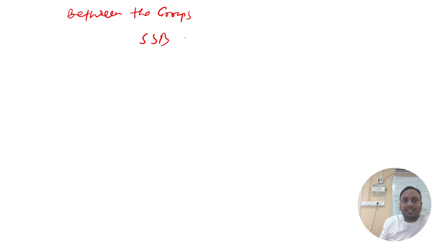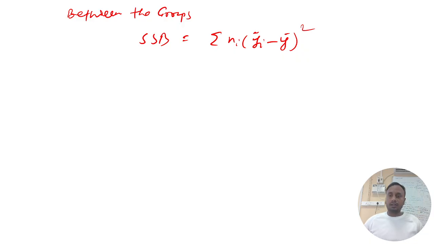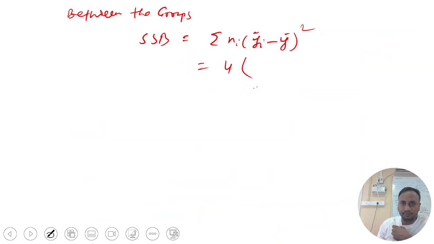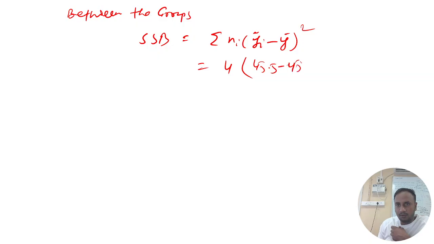Now we'll go with the between the groups, SSB. What is the formula? Summation of n i times Y i minus Y bar, whole squared. How many observations do we have? Four. What was the first group mean? 45.5. The overall mean is 45.5. Okay, we'll go ahead with that.